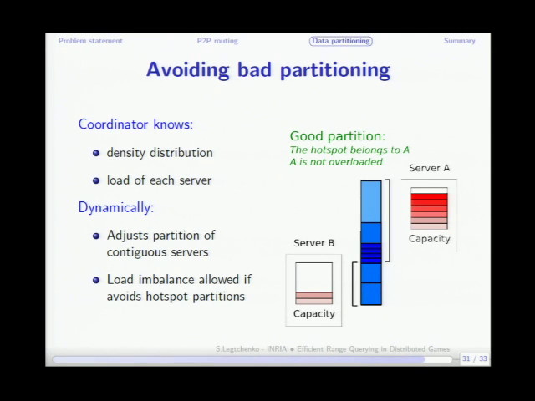Is allowed because the main goal is not to partition one of the density hotspots. But since none of the servers is overloaded, it is accepted.